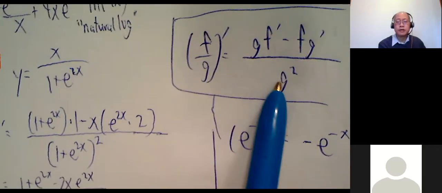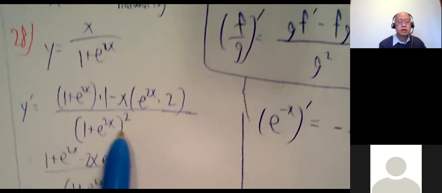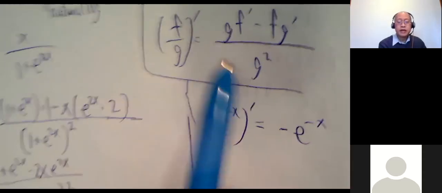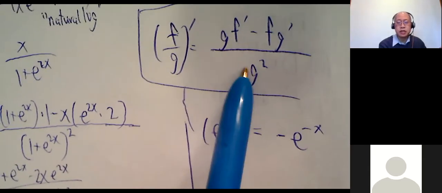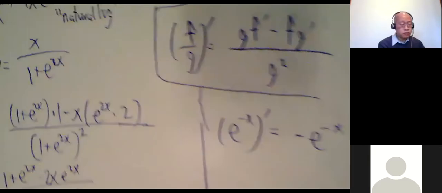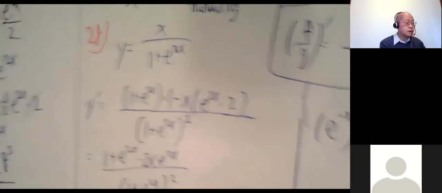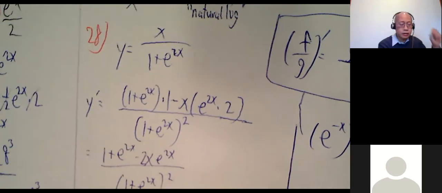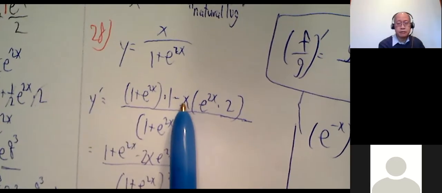Okay, all over the square of the denominator. So 1 plus e to the 2x quantity squared. Okay, and a quick reminder, you cannot cancel this g with this g. It's always going to be there for the quotient rule, but you're not allowed to. So look over here. You might say, oh, 1 plus e to the 2x, can it cancel 1 plus e to the 2x? No, because there's this minus sign here.